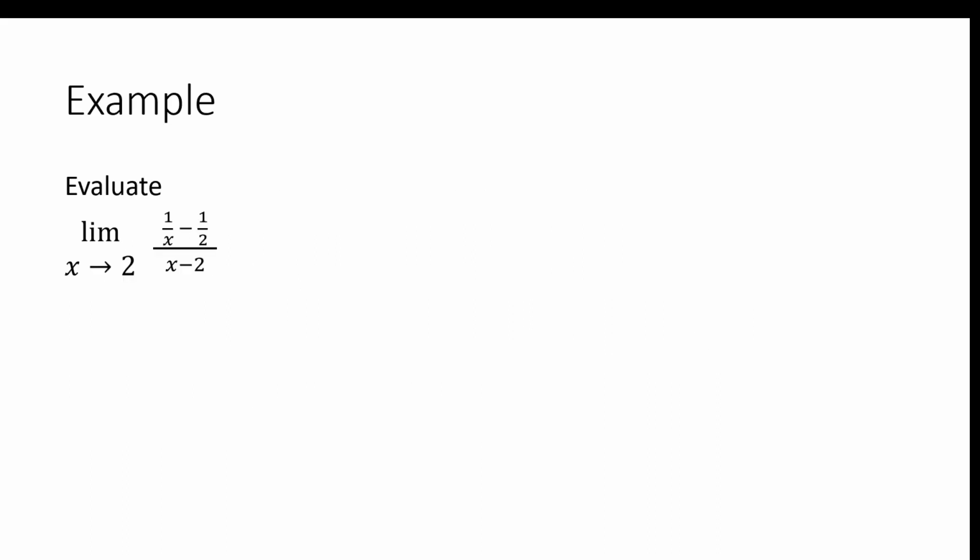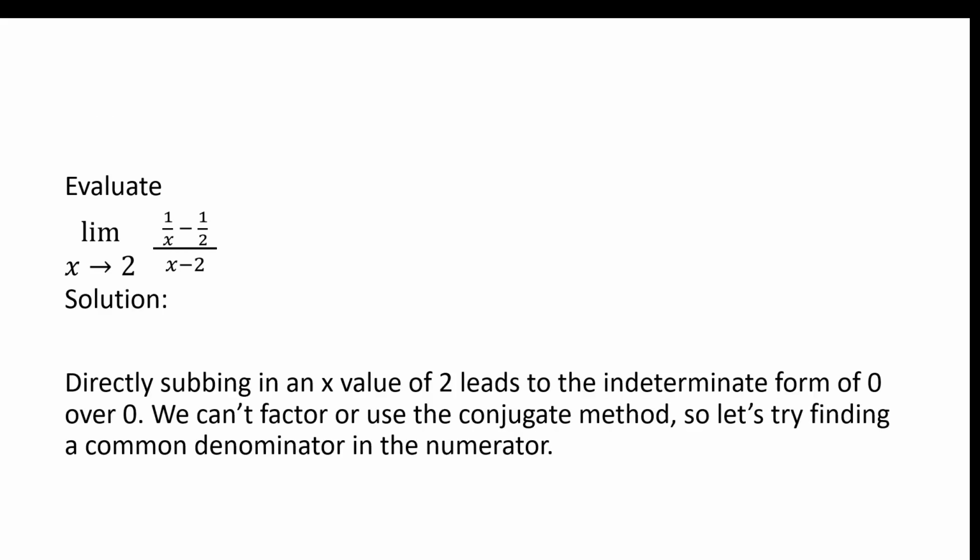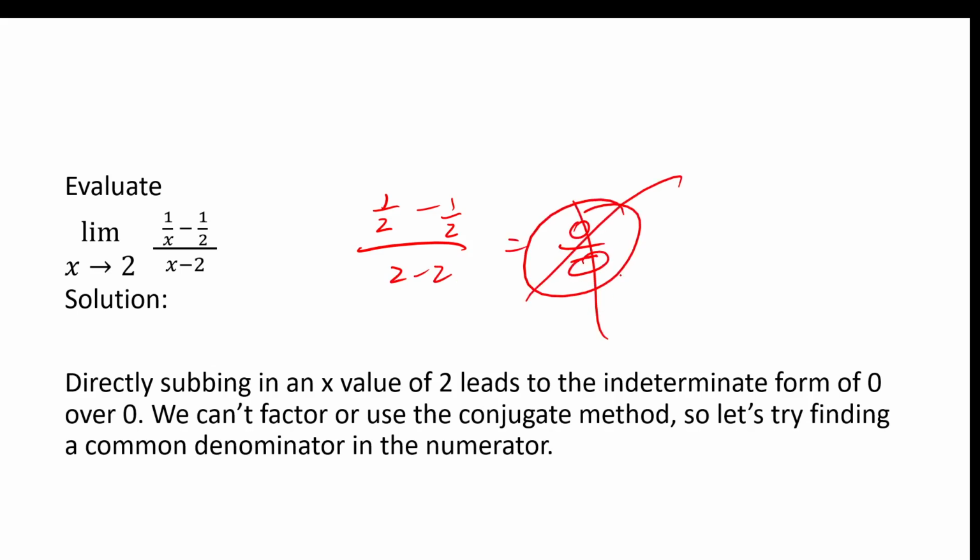So let's look at this question here, the limit of 1 over x minus 1 over 2, all over x minus 2. This is in some ways easier than the factoring questions because we're going to rely on some grade school skills here. First of all, we see that if we sub in an x value of 2, we'll end up with 1/2 minus 1/2 over 2 minus 2. That's the same as 0 over 0. That's the indeterminate form. We can't have that.